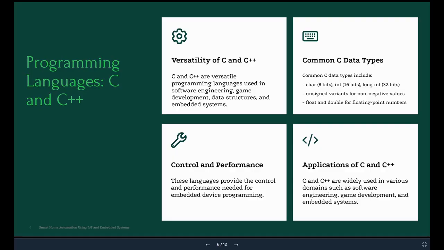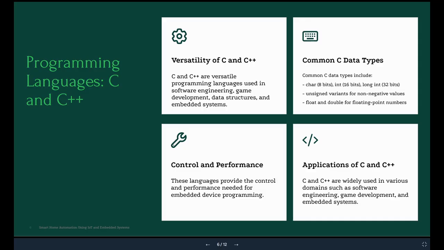Moving on to programming languages C and C++. Versatility of C and C++: they are versatile programming languages used in software engineering, game development, data structures, and embedded systems. Common C data types: as you all know, the common C data types are char and unsigned variants for non-negative values, and float and double for floating point numbers.